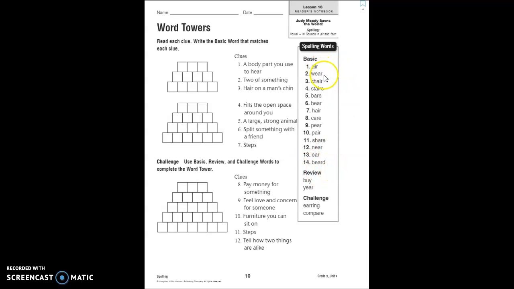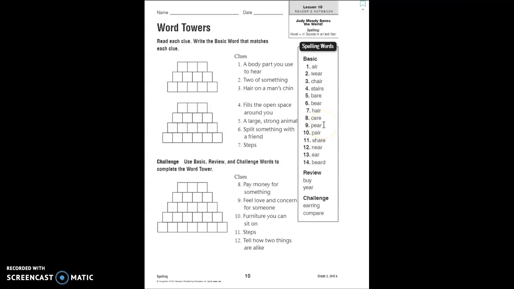Air, that we breathe. Wear, like our shoes. We wear our shoes. Chair, next to your desk. Stairs that we climb in our house. Probably have stairs to go upstairs. Bare means no hair. Okay, bare arms mean not covered. Okay, bear, B-E-A-R, is the animal that lives in the woods. Hair on your head. Care. If I care for you, I worry about you, I think about you.